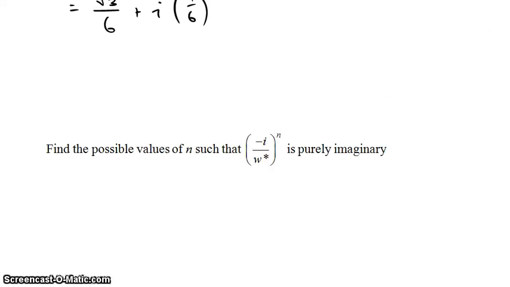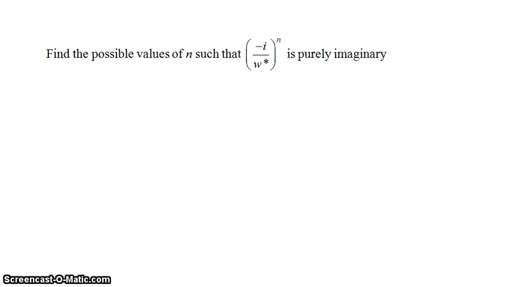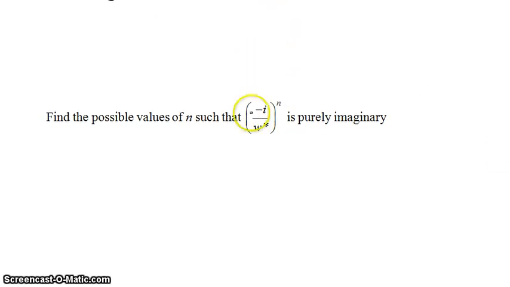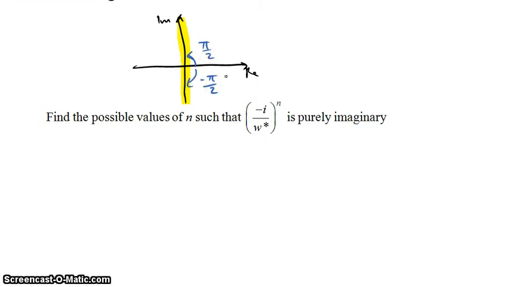So the last part of this question: find the possible values of n such that minus i over w conjugate, to the power of n, is purely imaginary. We saw something similar in the previous part. You can think of a purely imaginary number on the real axis, imaginary axis, where would it lie? Well, it has to lie along the imaginary axis, right? And so this means it has an argument of either pi upon 2 or minus pi upon 2. And in fact, it has these recurring at intervals of 2 pi.